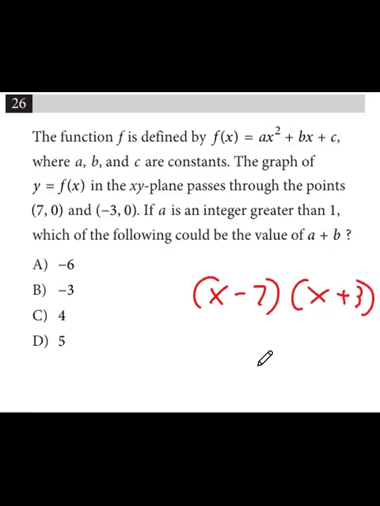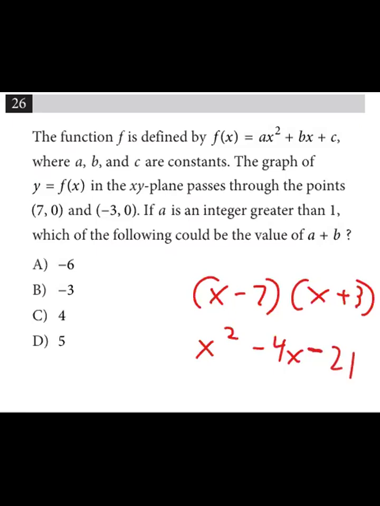Which, when we simplify this out, we get x squared, we get negative 7x and positive 3x, which is just negative 4x when you sum those two. And then you have minus 21, because negative 7 times positive 3 is negative 21.